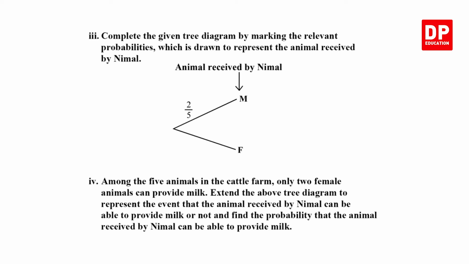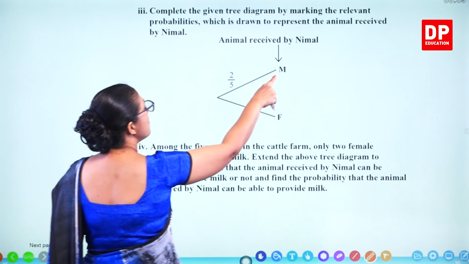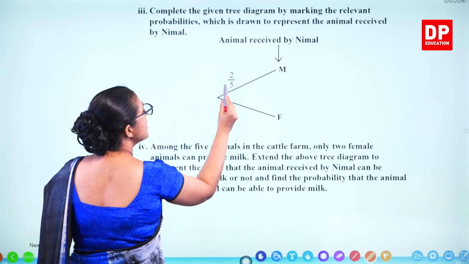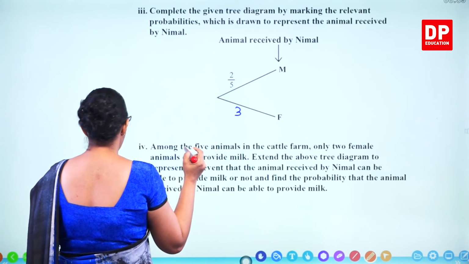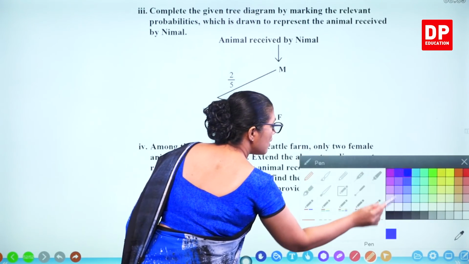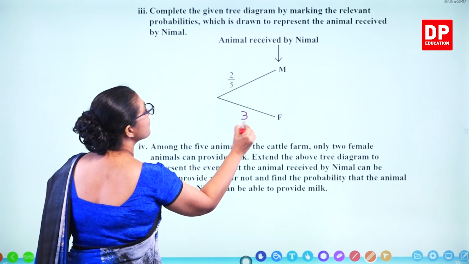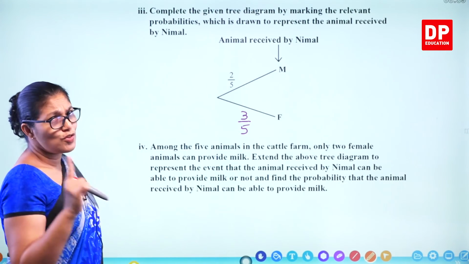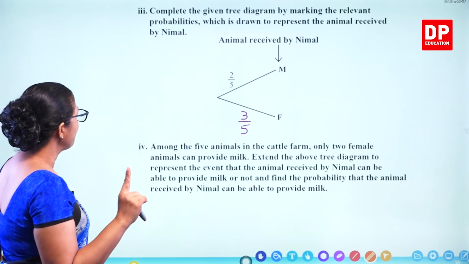Complete the given tree diagram by marking the relevant probabilities which is drawn to represent the animal received by Nimal. So it's given male animal 2/5. So what's the probability of getting female? This should be 3/5. So that's the tree diagram because only one animal is giving.